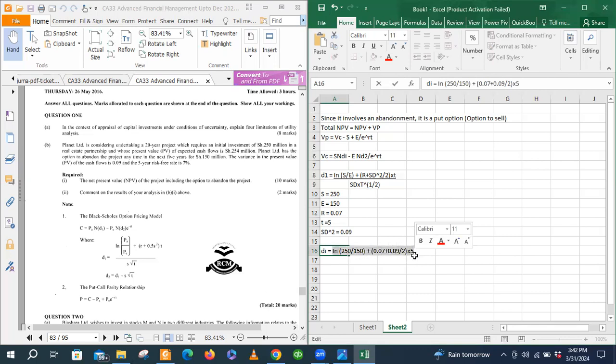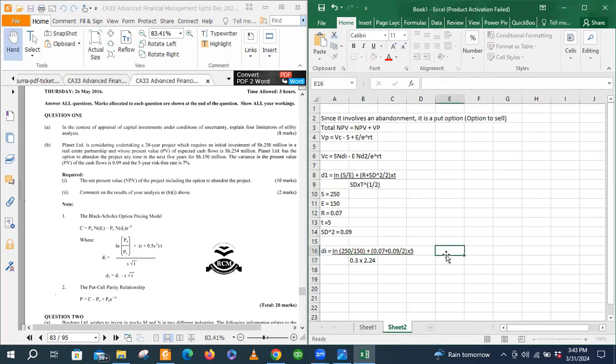And everything I divide by standard deviation. So do the square root. The square root of the variance is 0.3. Yes, that's the square root of 0.09. Times the square root of time, square root of 5, which is 2.24.